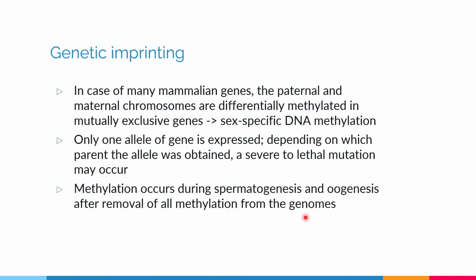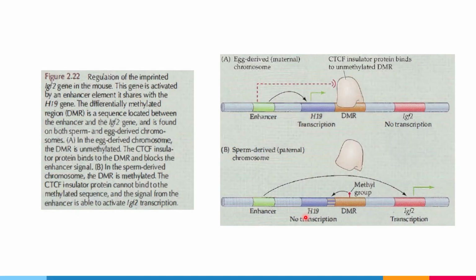the genome. So there is a reset button hit, and every methylation is removed, and then particular sites on the sperm or the oocyte are selectively, sex specifically methylated again. So there is also another slide on this. This is an example of genetic imprinting, and this is the gene IGF2, which is genetically imprinted.